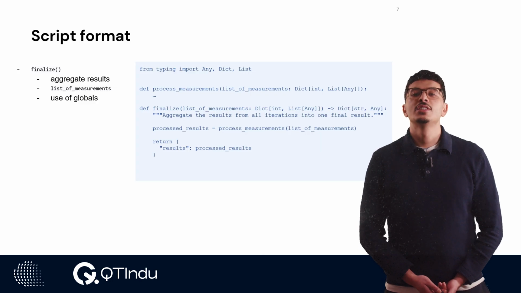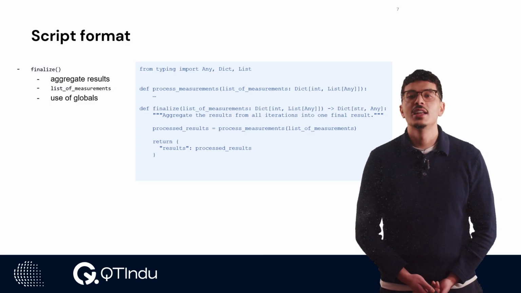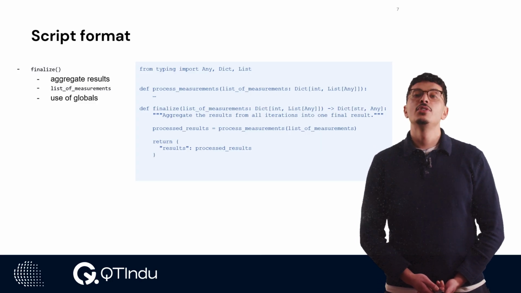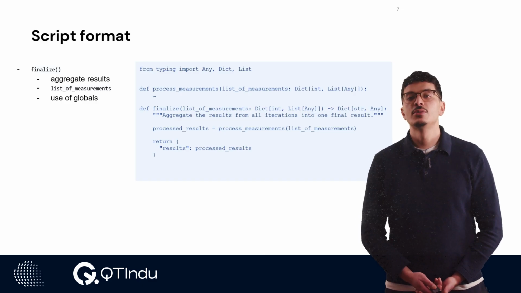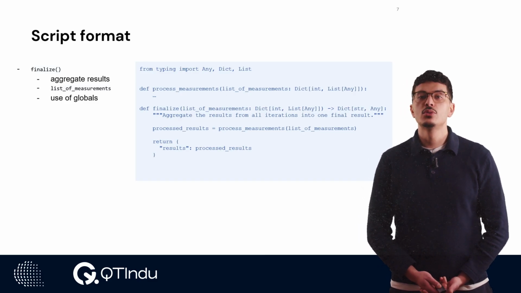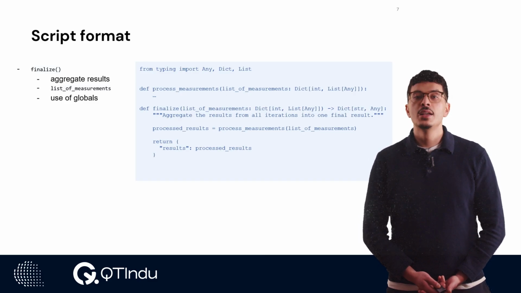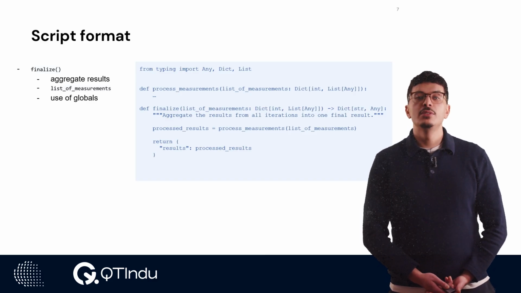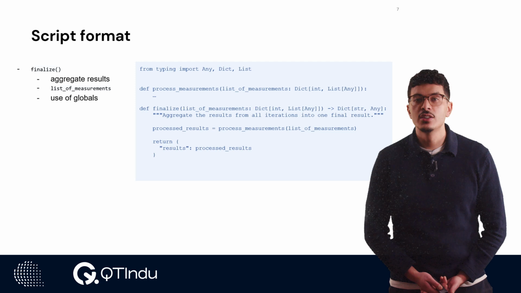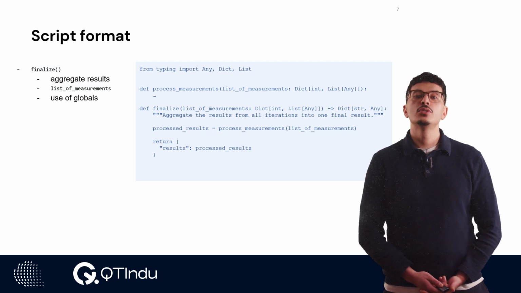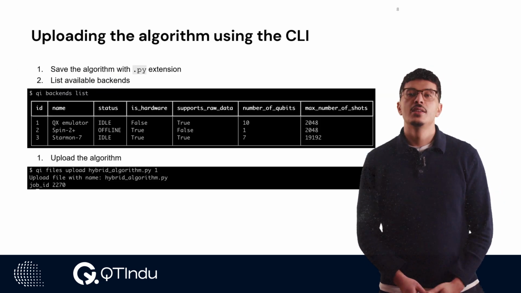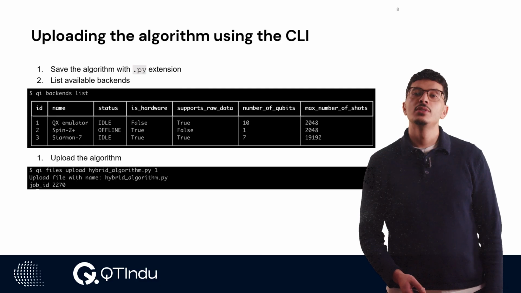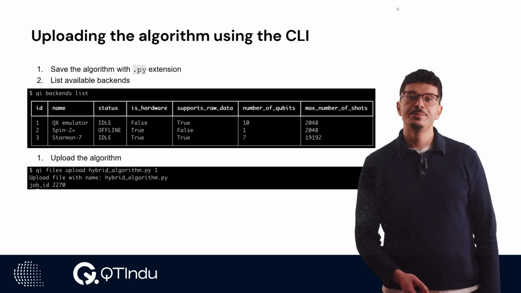The finalize function allows you to aggregate your results and add them to the output. You get the freedom to dictate which fields are present in the resulting dictionary, which will be stored as the final result. The only constraint is that the output should be serializable. By default, it takes a list of all measurements as an argument, but through the use of globals, you could also export other data. Next, we'll have a look at how to upload the hybrid algorithm using the CLI.